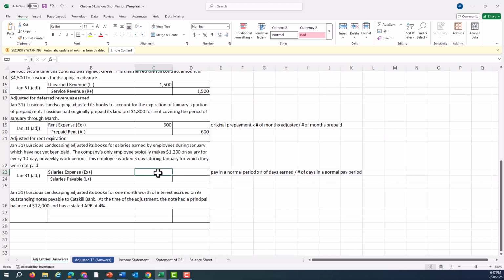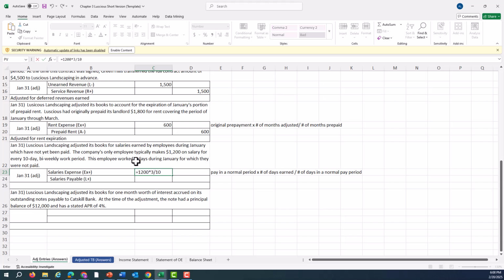So our salaries expense is going to be equal to the portion of the $1,200, the pay that they have in a normal period, that they've earned. Well, how many days has this employee worked during the period? They've worked 3 days during January. They've not yet been paid. But their normal pay period, that $1,200, is normally for a 10-day bi-weekly work period.